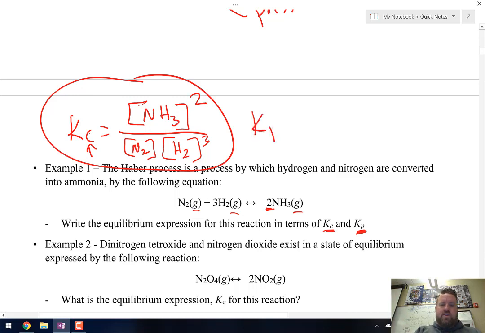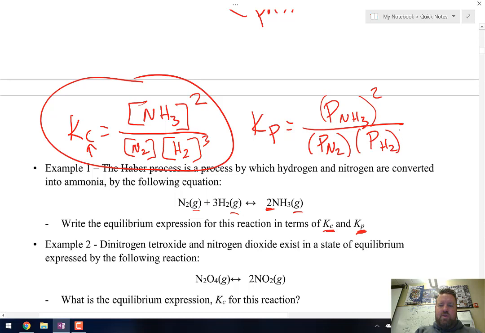We could also do the same thing with Kp, but instead of concentration of NH3, we're going to write the pressure of NH3 squared, that's our product, over the pressure of N2 times the pressure of H2, and that is cubed. So they look exactly the same, other than if it's Kc, you have to use these square brackets, and if it's Kp, you have to put the letter P in there. Everything else is raised to the same power, it's still products over reactants, etc.